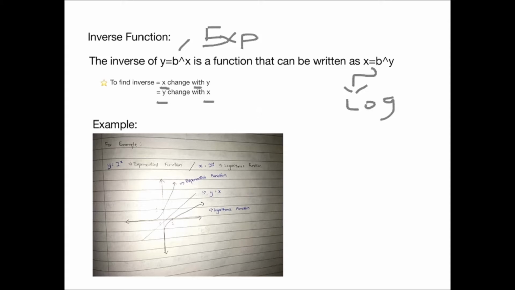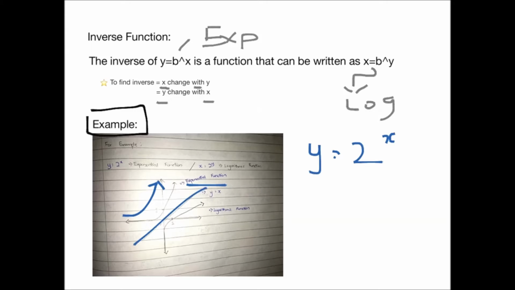Let's take a look at the example below. The exponential function is given, which is y equals 2 to the power of x. So now we know the graph of the exponential function is right here, going upwards. And in order to look for the inverse function, which is also known as the log function, it's basically the reflection over y equals x, which is the asymptote. So you get the inverse, the log, facing downwards.